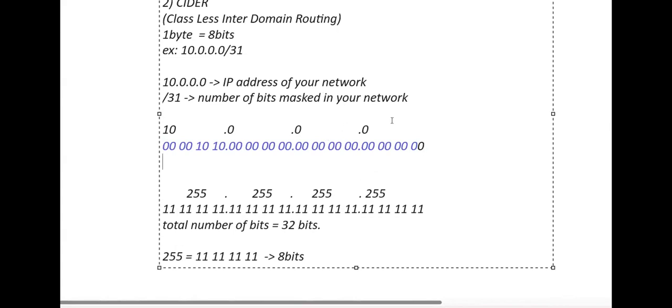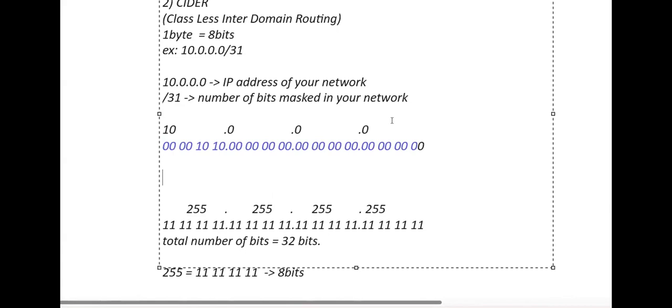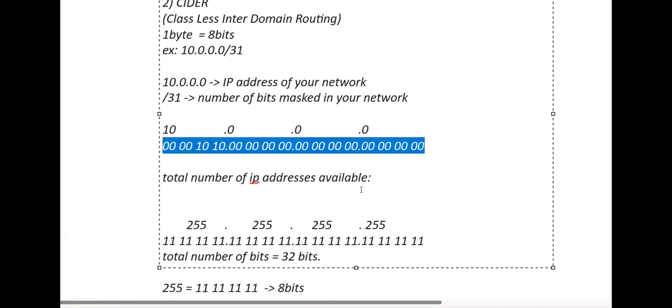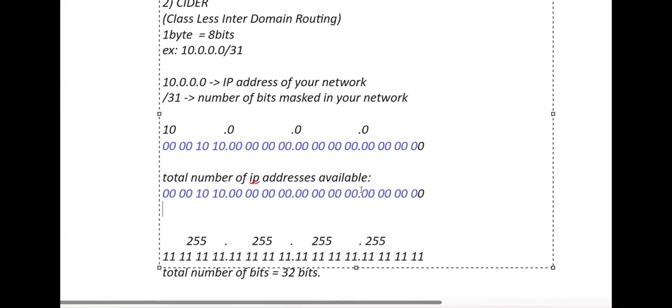So now what do we need? We need the total number of IP addresses available, right? Yes. So how to get it? Since only 1 bit is available, in its place you can write 0 or else you can write 1, right? Yes. So let us write that here. This is one possible IP address and this is another. Only these two IP addresses are possible.